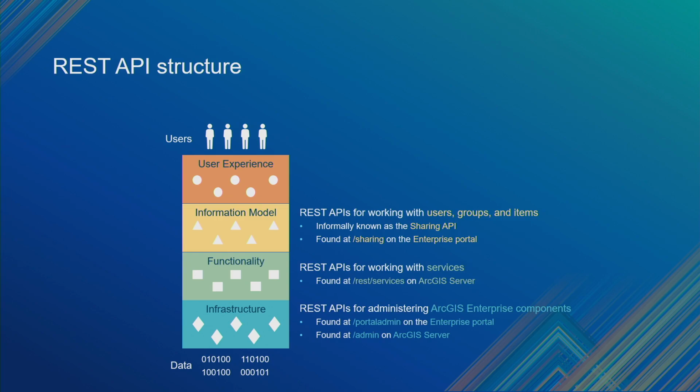So on Windows and Linux, this could be potentially on different machines. You could have a portal machine, a machine with server running, a machine with data store running, all three different machines, all three different URLs that you're trying to access. And it's really important to know those.